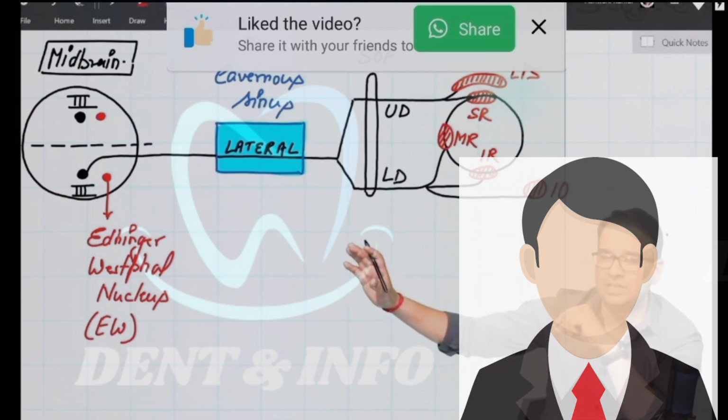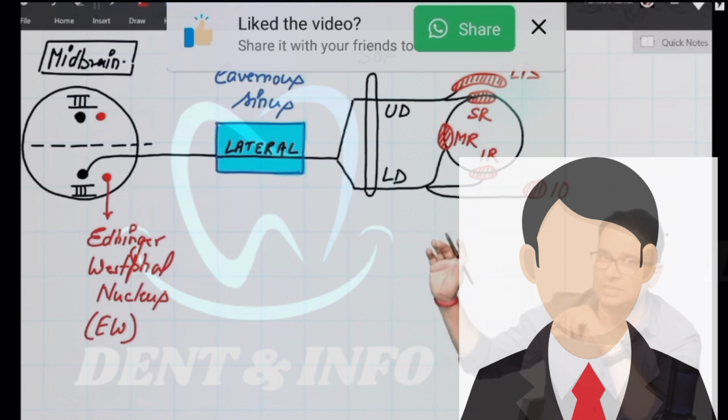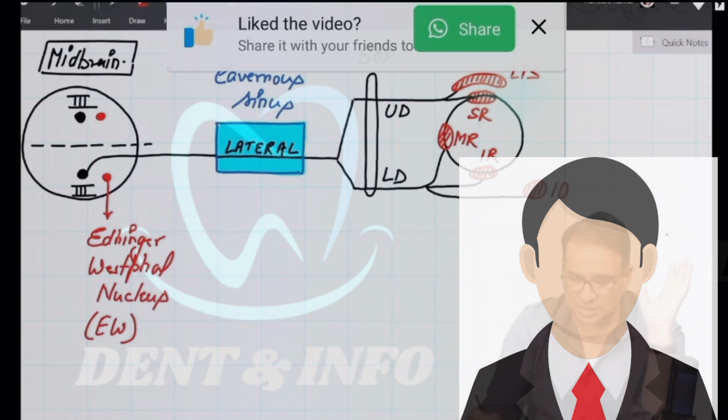So this is how the third nerve comes out and supplies the extraocular muscles. As you can see, it is coming from the third nucleus. Where is the nucleus present? The nucleus is present in the midbrain. So remember that also could be a question here. Where is the third nucleus present? In the midbrain. Edinger-Westphal is also present in the midbrain. But right now, let's focus on the third nucleus.